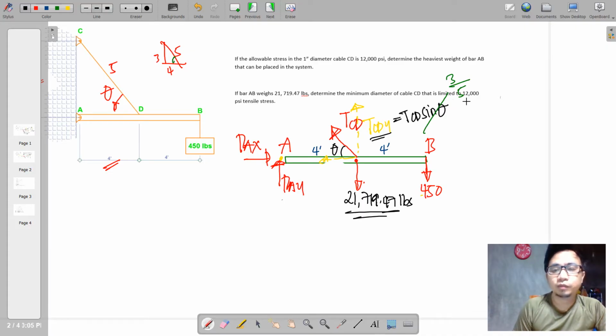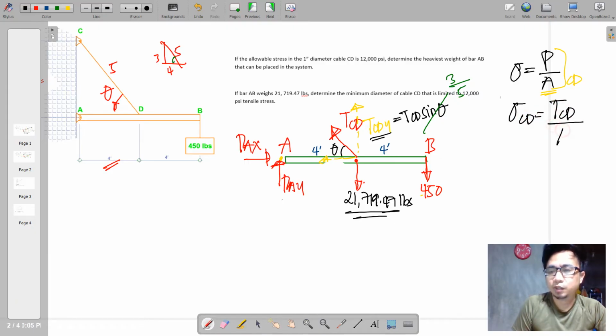So therefore, if we're going to have this formula being applied to CD, the area here is not yet known, so therefore we will be concerned with the value of the tensile at CD. Because if we simplify, this is actually sigma of CD, the tension at CD, and the area. So after getting the area, we can now determine what will be the required cable diameter if it is limited to 12,000 psi considering this weight.